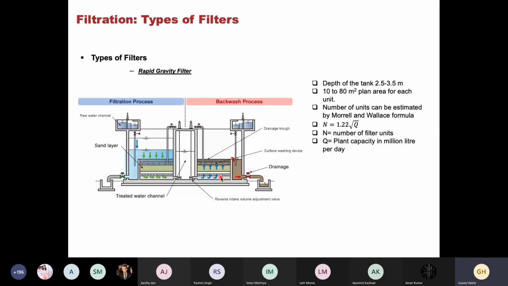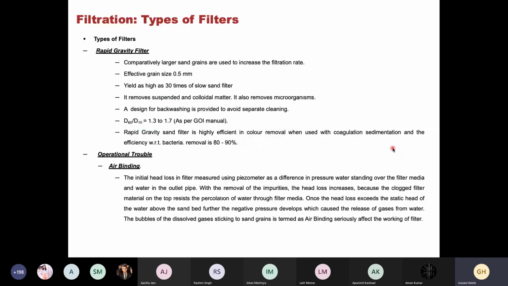Now the number of filtration units required for a treatment plant can be calculated using a formula N is equal to 1.22 under root Q, where Q is the plant capacity in million per day. So this is a simple formula given for this filter. The same kind of information is given here, where uniformity coefficient D60 by D10 is lower in this case, 1.3 to 1.7. Okay, so that again means that there would be a larger size of particles.